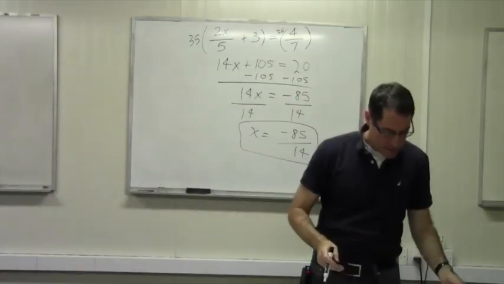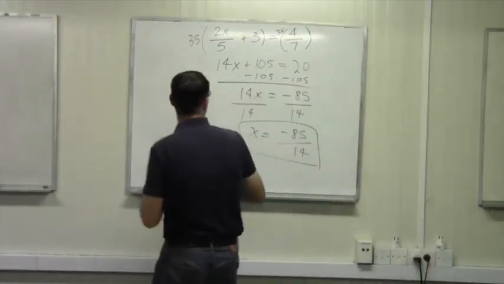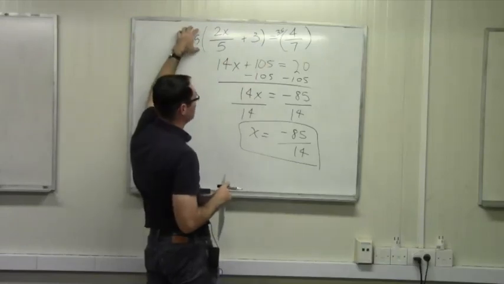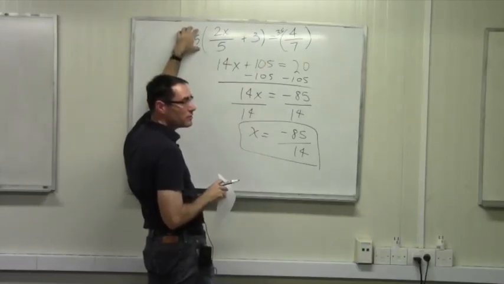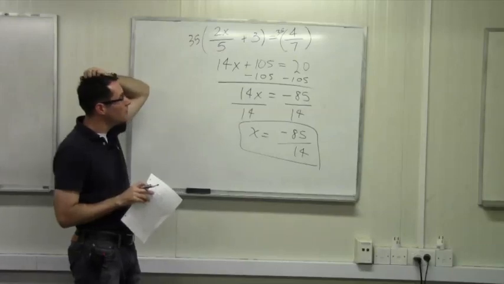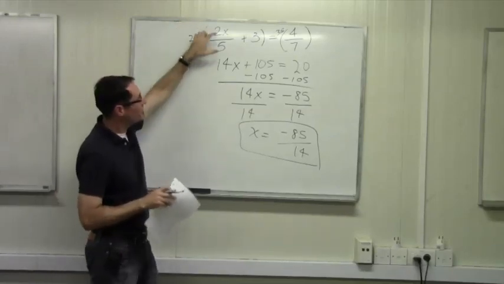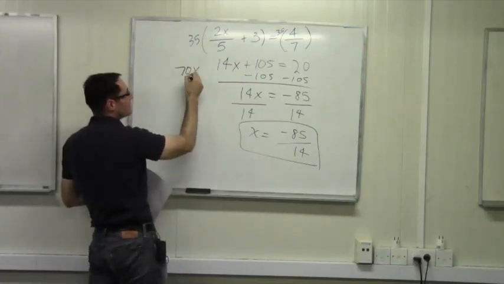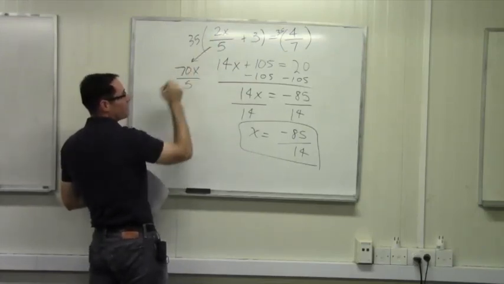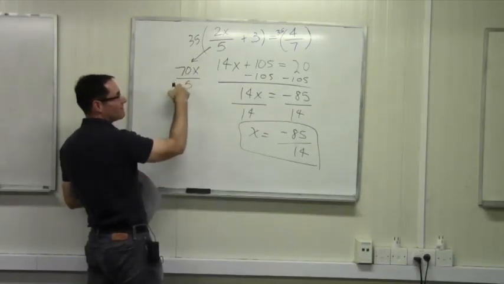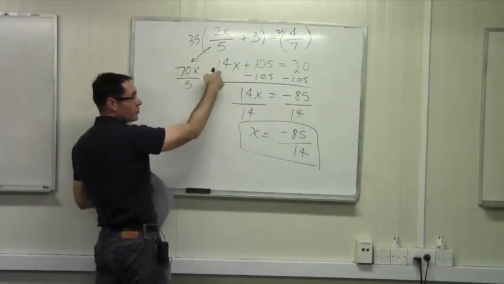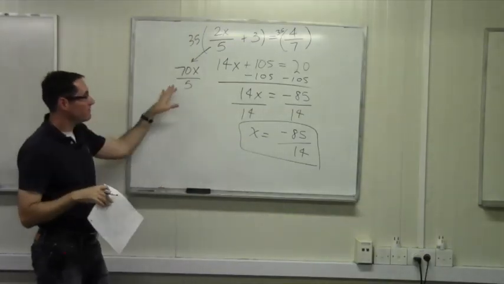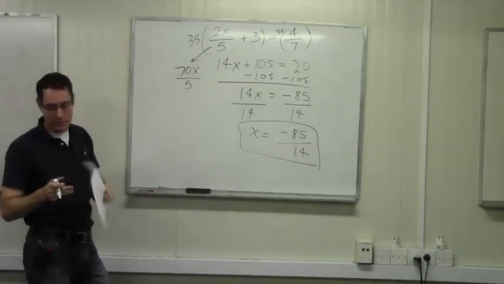I multiplied 35 times 3 because we're multiplying the whole thing by 35. This one, if I multiply 35 times 2x, you actually get 70x over 5 for this part. This is what you were saying, Tim? But then you know 70 divided by 5 is actually 14. You could do that too, by the way. You could leave it as 70x over 5, and then just divide 70 by 5 and get 14. It doesn't matter to me.